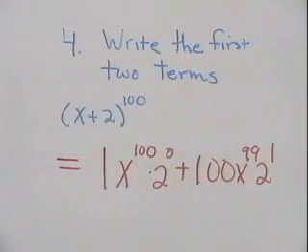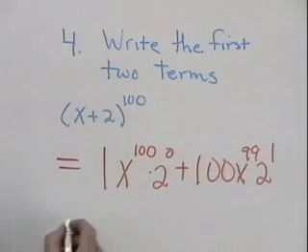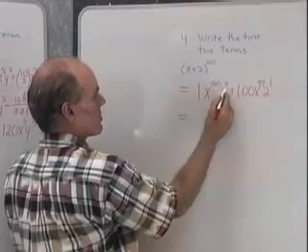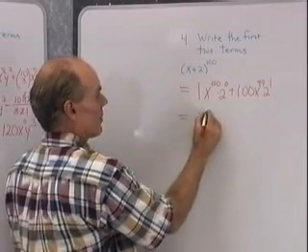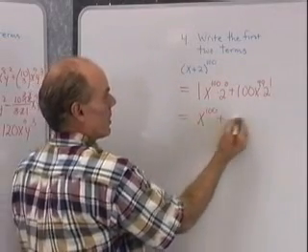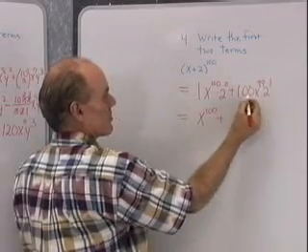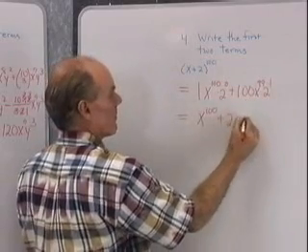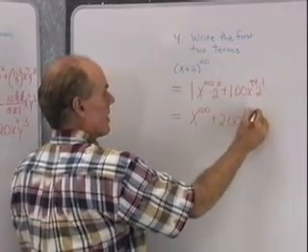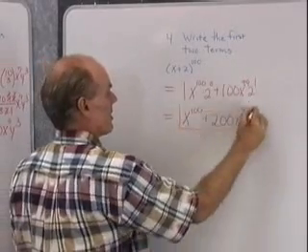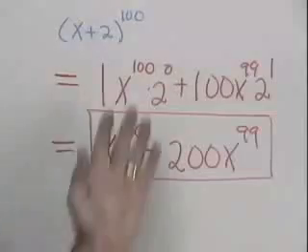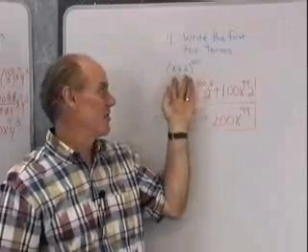Now, does that stay on the board there? Okay, yeah. X to the 99, 2 to the 1. So this should be an easy one to simplify. 2 to the 0 is 1, so I just get x to the 100 plus 2 to the 1 is 2 times 100 is 200, x to the 99th power. So there is the first two terms, just the first two terms in the expansion of x plus 2 to the 100th.